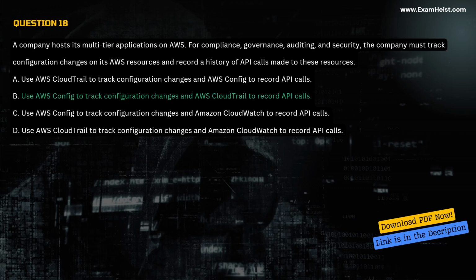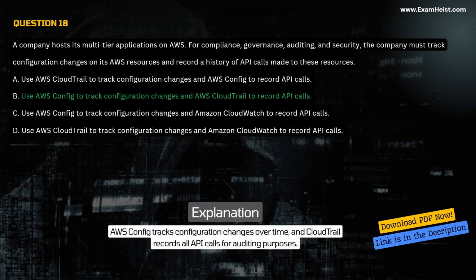Correct answer B. Use AWS Config to track configuration changes and AWS CloudTrail to record API calls. Explanation: AWS Config tracks configuration changes over time, and CloudTrail records all API calls for auditing purposes.